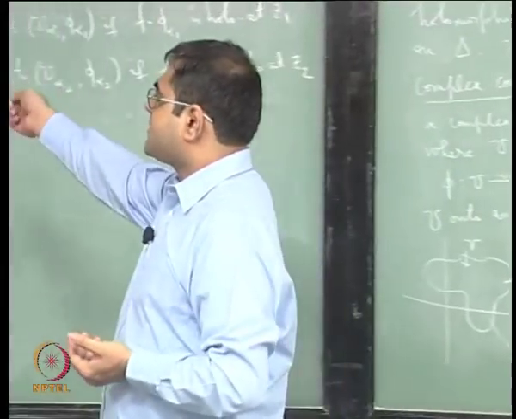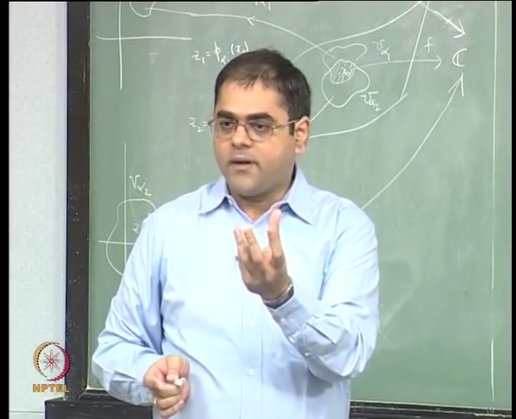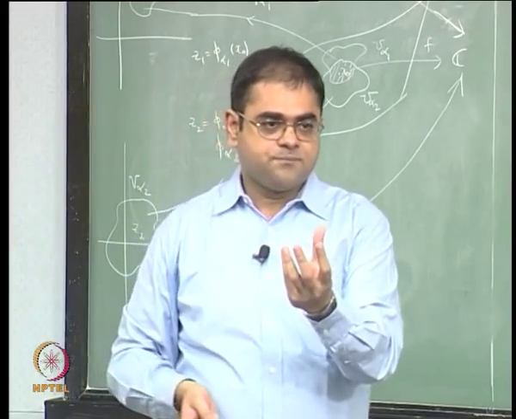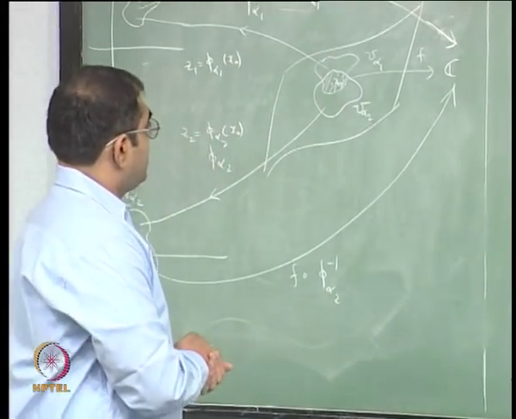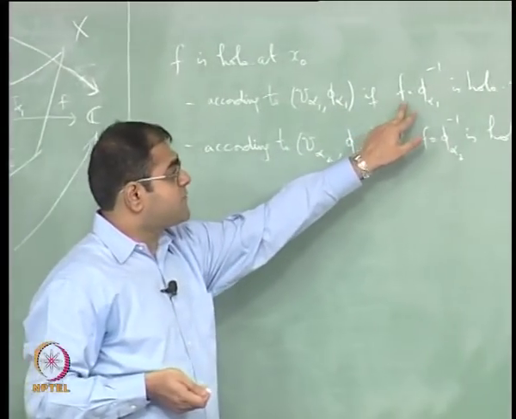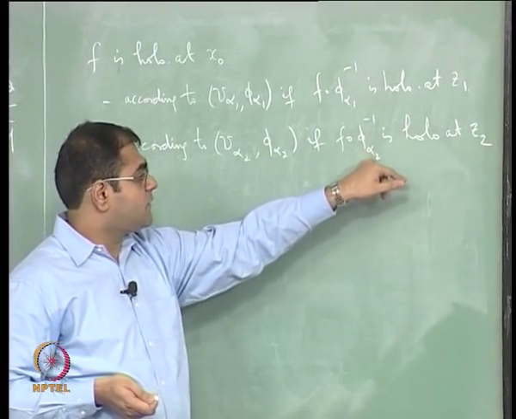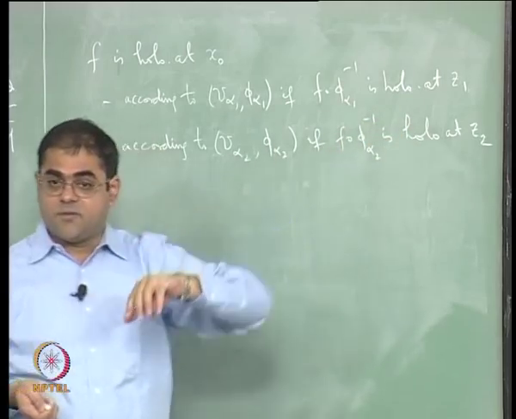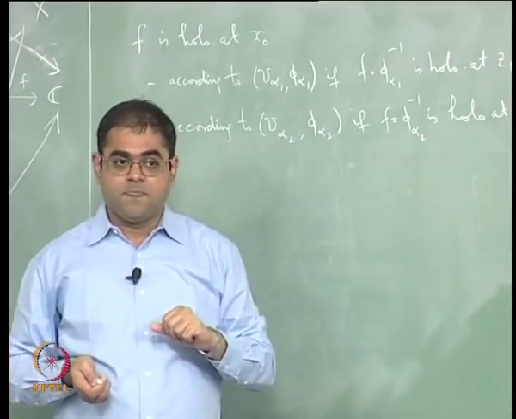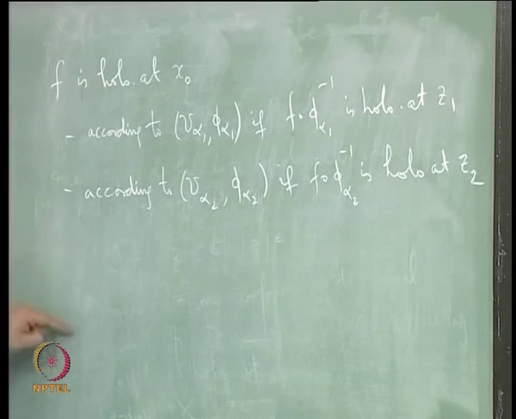Because after all, what these charts are doing is just reparameterizing that neighborhood, a neighborhood around that point, in terms of complex variables. So what we really do not want to happen is that, for example, F circle phi alpha 1 inverse is actually holomorphic at Z0, but F circle phi alpha 2 inverse is not holomorphic at Z0. What should not happen is that one of these is true and the other is false. Such a thing should not happen. So how do you remedy this situation?